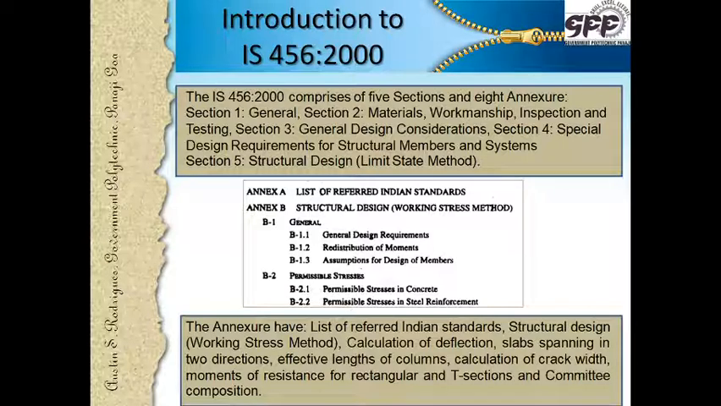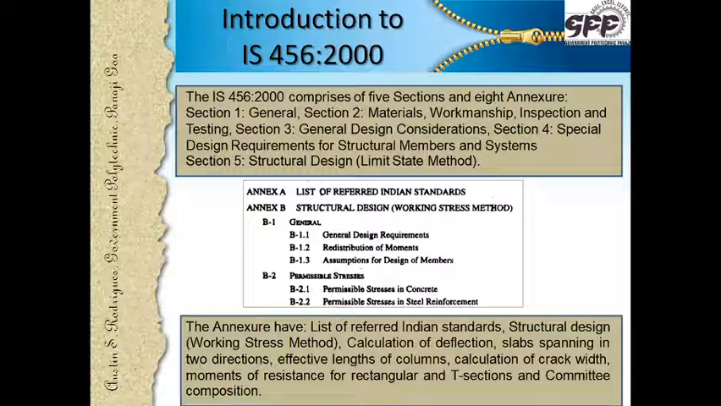Annexure B deals with the structural design in the working stress method. The next annexure deals with the calculation of deflection. The next one deals with the two-way slabs, or the slabs spanning in two directions. Now over here it is slabs for framed structures or for the load bearing structures, or we can say the slabs with the ends allowed to be lifted up or the ends not allowed to be lifted up, ends or corners. So that has been discussed in this part.